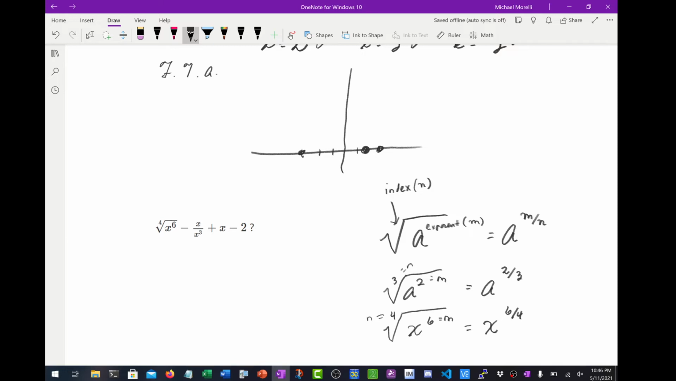Okay, so let's try that. Let's do that. We have x to the power of 6/4 minus x over x cubed plus x minus 2. Now I want to focus our attention here.